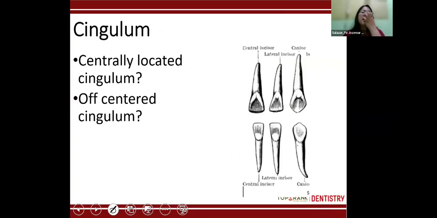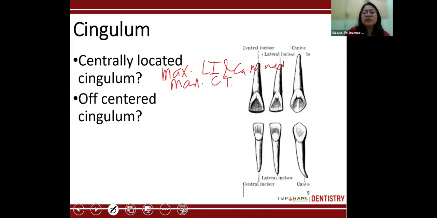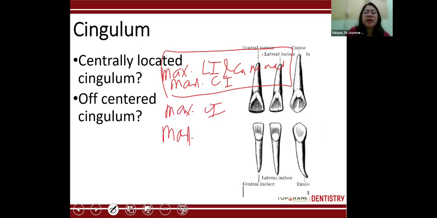Okay. Now, not all cingulum are centrally located. Okay, so what anterior teeth would have a centrally located cingulum? Nasa gitna. Okay, anong ngipin yon? You have your maxillary lateral incisor and canine, and your mandibular central incisor. Okay? So yung off-centered na, alam nyo na yon. Kasi kung alam nyo to, alam nyo na rin yung off-centered. So you have the maxillary central incisor, and your mandibular lateral and canine.